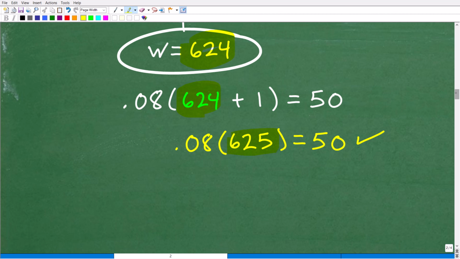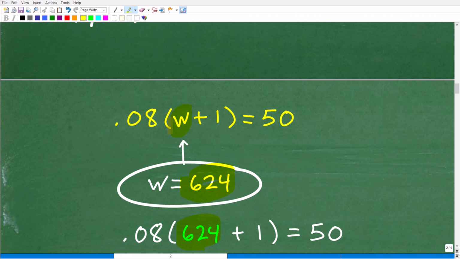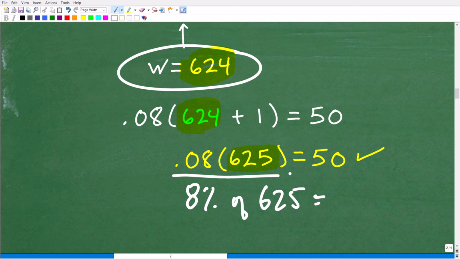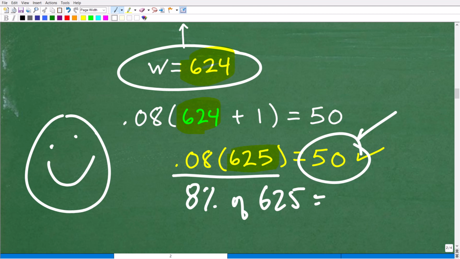Now we're going to take 8% of this value, right? Remember, this was the equation: 8% of what is 50. Now what we're saying here is 8% of 625, right? Is this 50? Well, 0.08 times 625, if you plug this into your calculator and do all the number crunching, indeed, you'll see that the answer is 50. So this all worked out, and that way you can be like, yes, I understand percent.